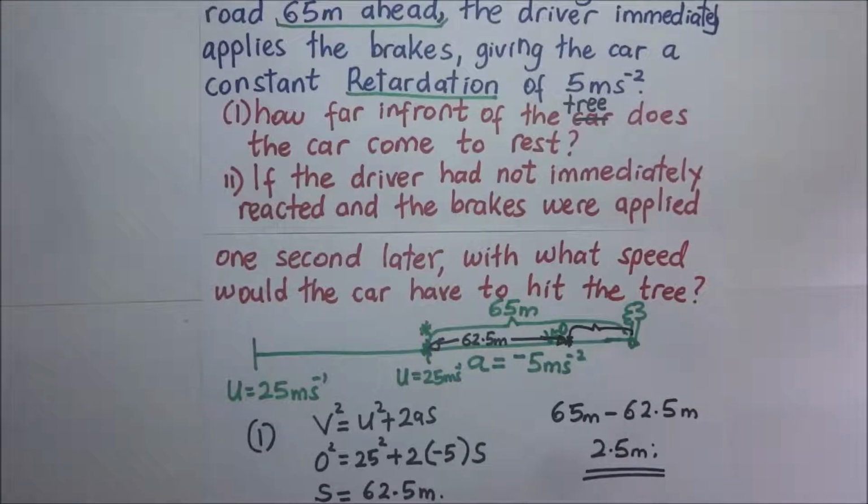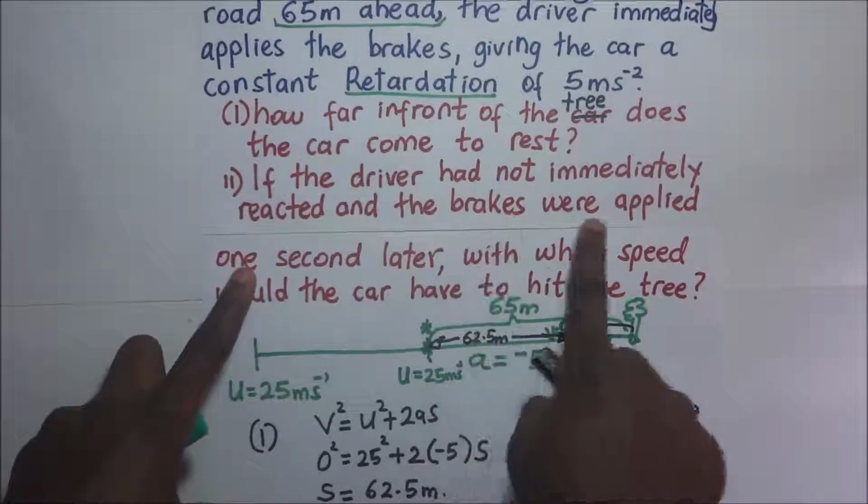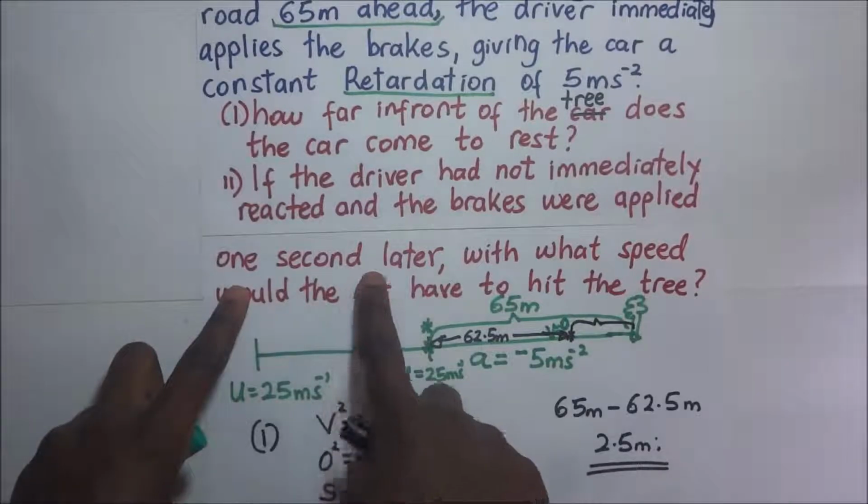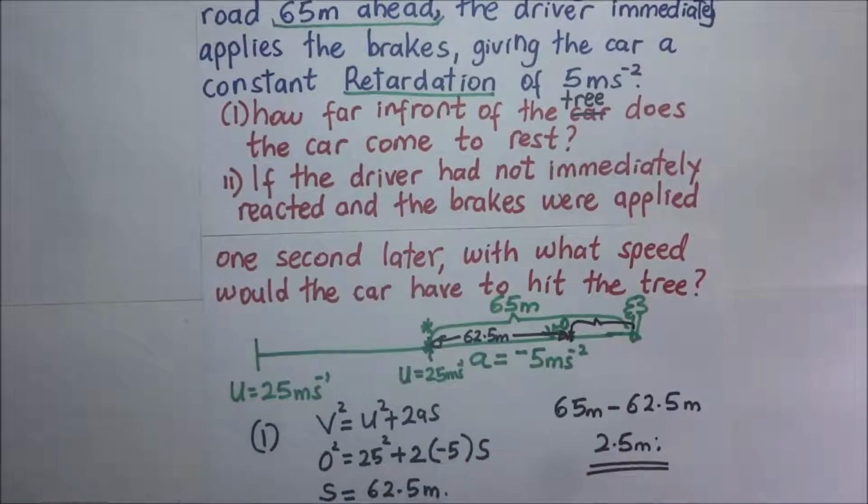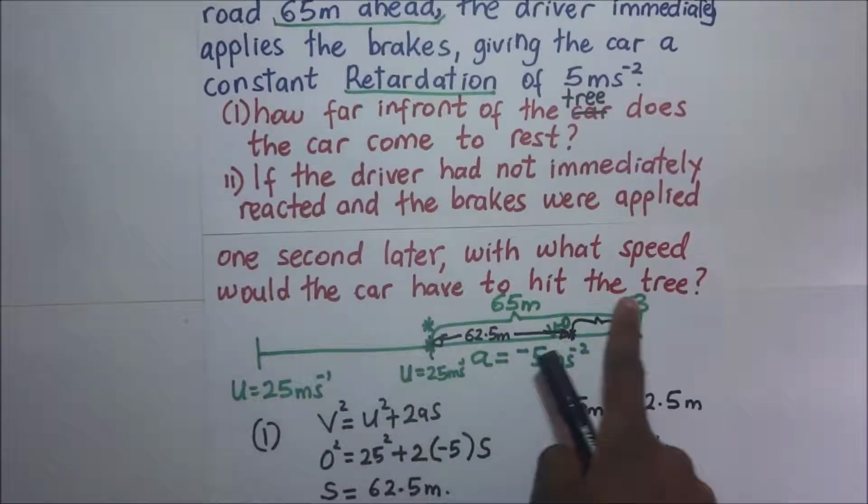Now let's get to Roman 2. Roman 2 says that if the driver had not immediately reacted and the brakes were applied 1 second later, with what speed would the car hit the tree? So now, with what speed will the car hit the tree?